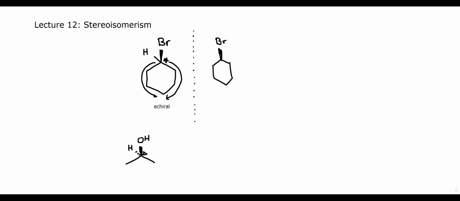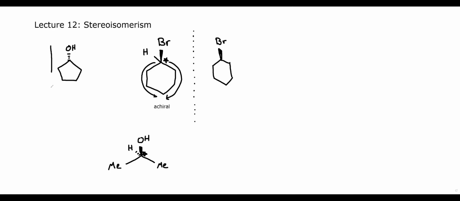This central carbon is not chiral because it's connected to 2 methyl groups. Remember, for a chiral center, we need 4 unique groups on that carbon. Okay? So anytime you have a ring system, it could be a 5-membered ring, 6-membered ring, anytime you have something like that, it doesn't matter if you draw a wedge or a hash because this is an achiral molecule.